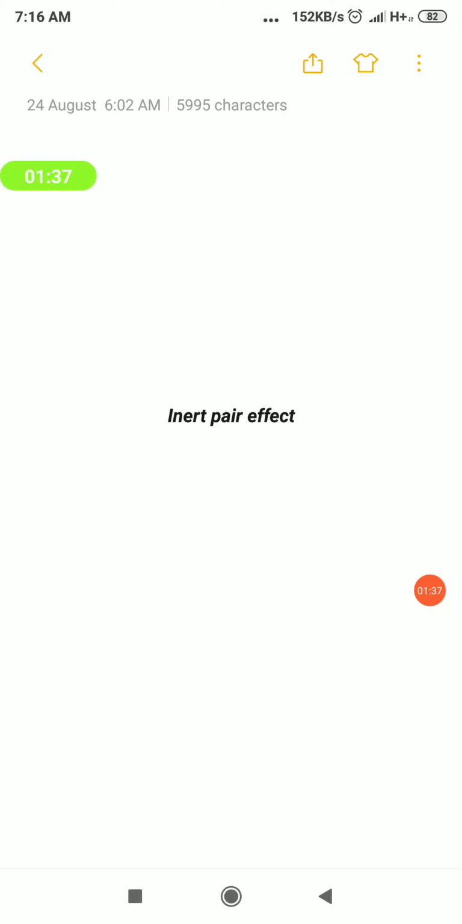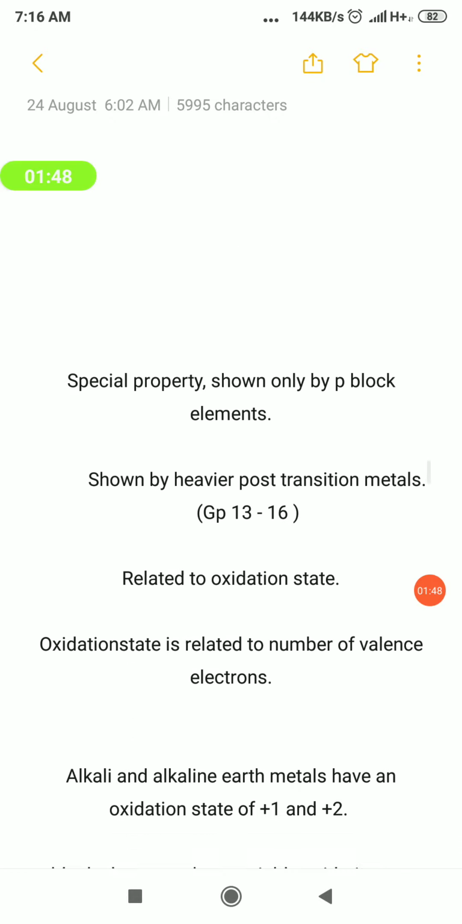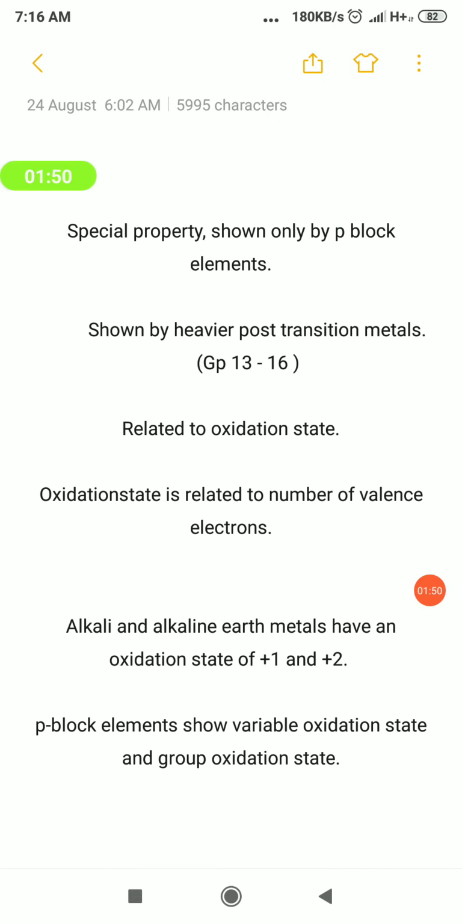Okay, so what is the inert pair effect? The reluctance in bonding of the pair of electrons present in the s orbital is called the inert pair effect. Let us see this. In this concept each and every word is important. This inert pair effect will be shown only by P block elements. This property will not be shown by either S, D or F block elements. It's a special property of P block elements.